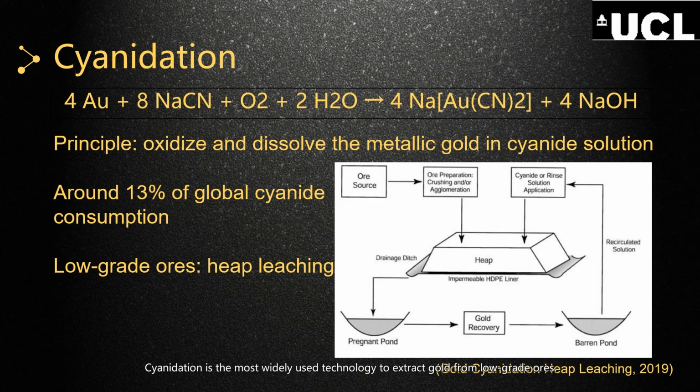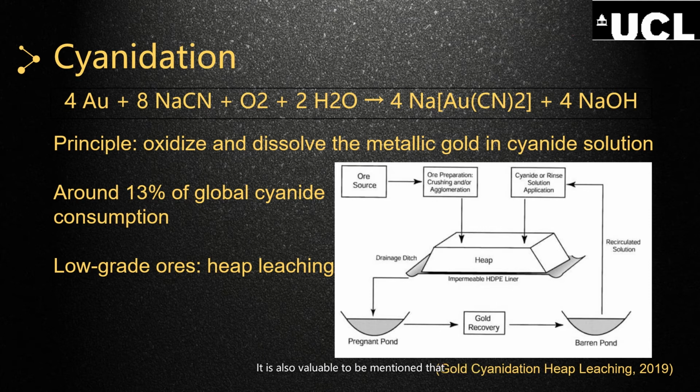Cyanidation is the most widely used technology to extract gold from low-grade ores. Its basic principle is to allow gold to be oxidized and dissolved in cyanide solution, just as shown in the chemical formula above. Statistically, no less than 13% of global cyanide consumption is used in this method. In this process, the oxidant is usually the oxygen in the atmosphere, which will cause gold to dissolve in the presence of a sodium cyanide solution and form sodium aurocyanide and sodium hydroxide.